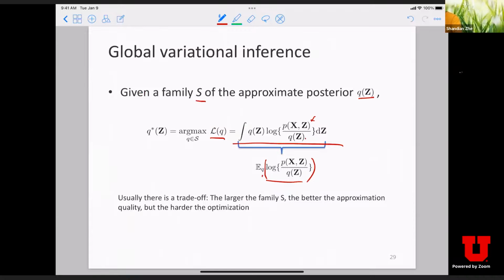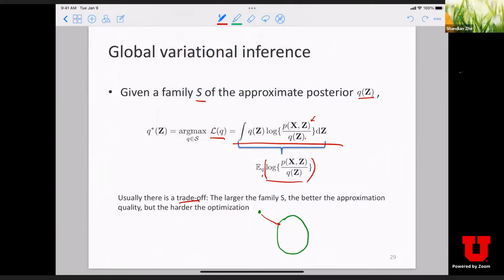And from this approximate inference framework, there's usually a trade-off. Suppose this is your ground truth, and this is your approximation family. It's often the case that you want to find the best family member that is closest to the ground truth.